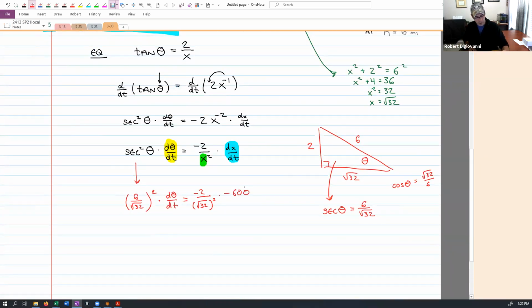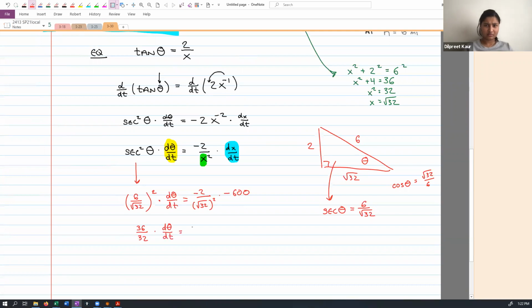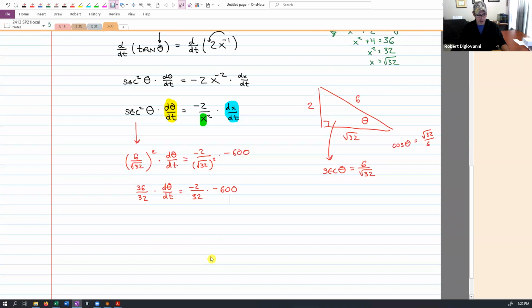Okay, let's square things. 36 over 32. Can this root go away with the square? Yeah, that's what I did there. I squared the top and bottom. And then here I didn't square the top because it doesn't have a square on it. This one I squared the bottom, it just became 32.